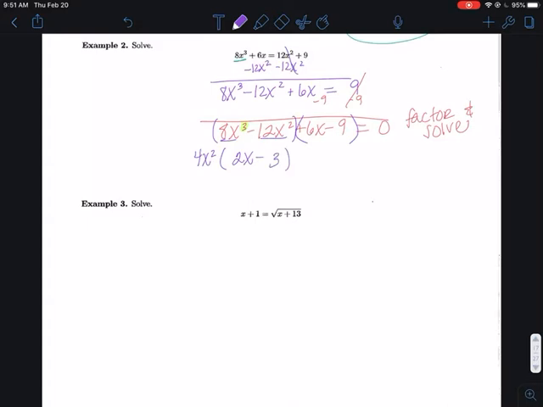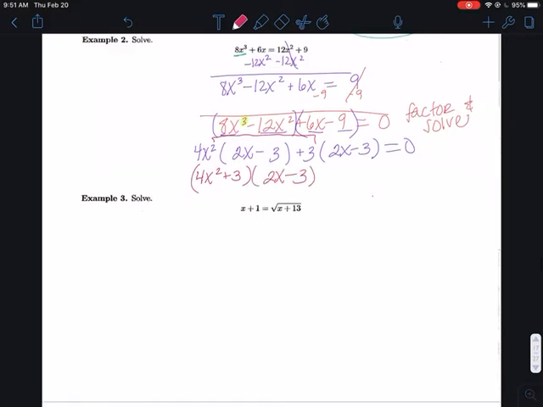Over here, my greatest common factor will be a 3. And when I divide both of these by 3, I'm left with 2x minus 3. So the greatest common factors go in a parentheses by itself. So 4x squared plus 3 go together. And then you put the 2x minus 3 in a parentheses. All right, so this is the complete factored answer.